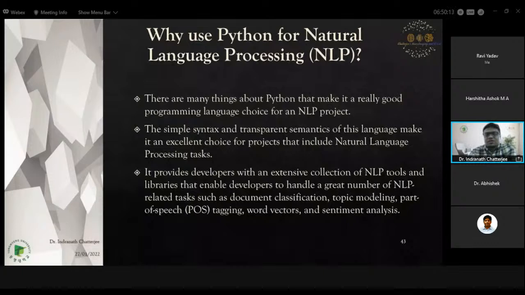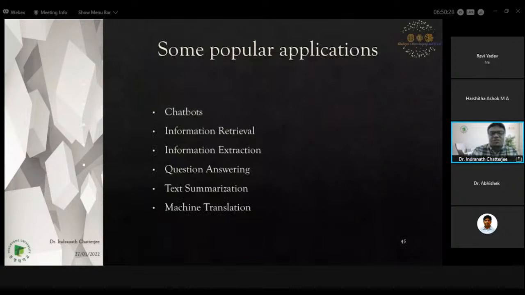So let's now see some of the real-time examples that we can work with in NLP. These are the very basic and most important examples where we can build a chatbot, information retrieval algorithms, information extraction algorithms, question answering algorithms, text summarization, and machine translation. These are very well-defined problems, but I will also give you a huge collection of problems, where even if you choose just one, you can finish your whole thesis.